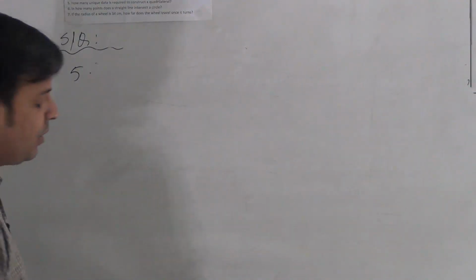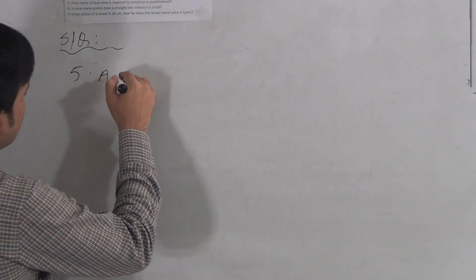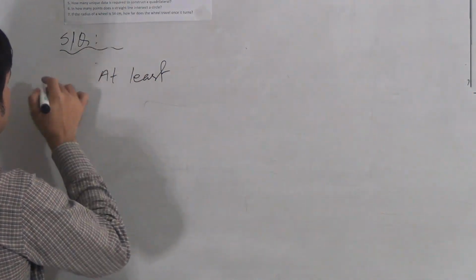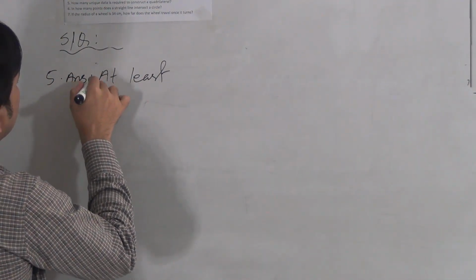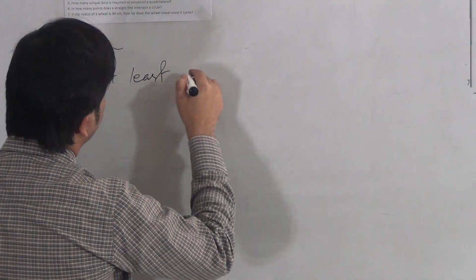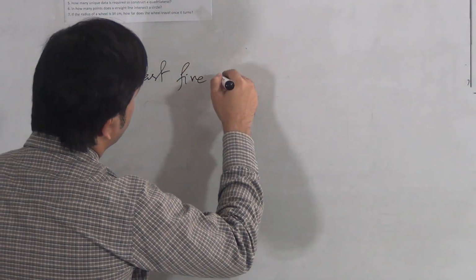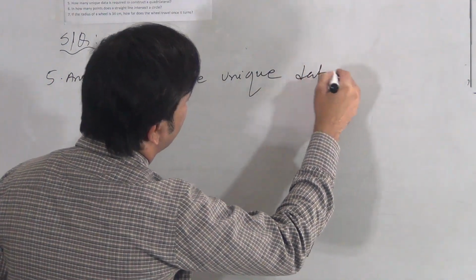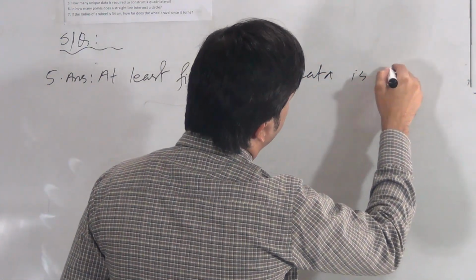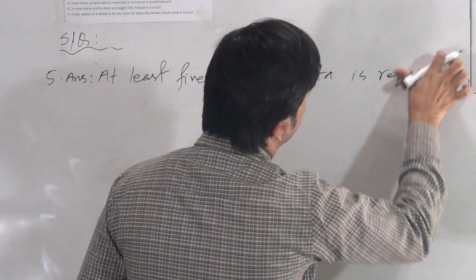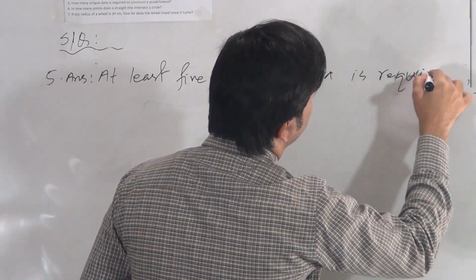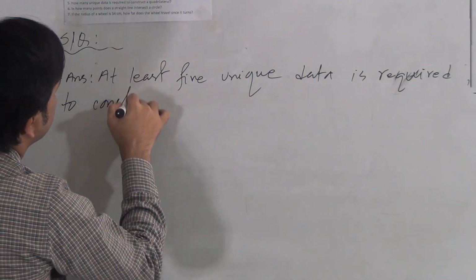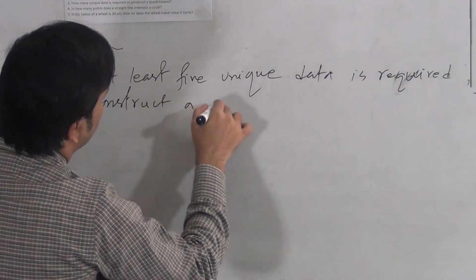At least 5 unique data. This is the answer of question 5. At least 5 unique data is required to construct a quadrilateral.